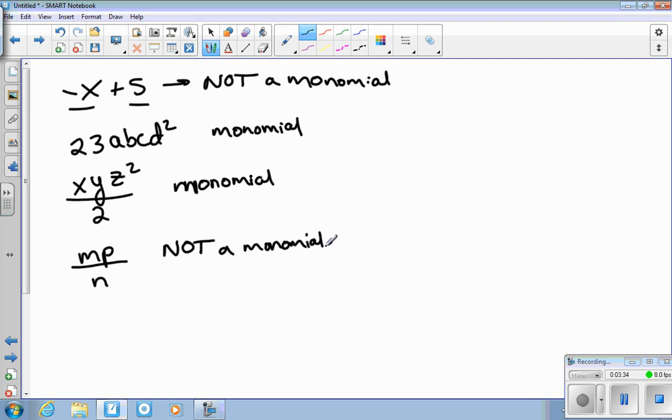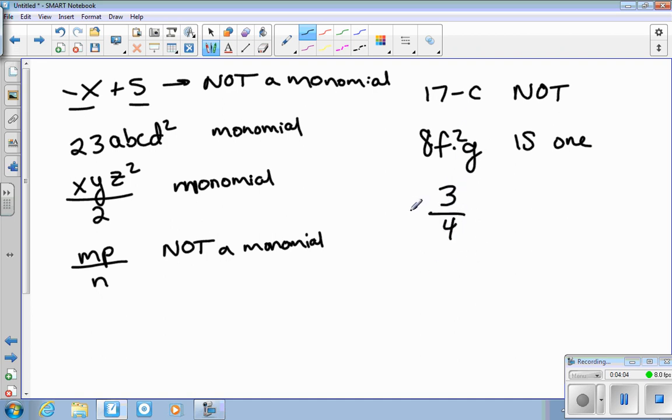Just to give you a few more examples. 17 minus c. Hopefully you see that there are two terms here. This is not a monomial. And then 8f squared g. Now it might look like because we have multiple variables that it's not, but they're all being multiplied and that's okay. So this is a monomial. And then 3/4. Again, we have division, but it's by a number. That's okay. And so this is a monomial. 5 over t. Now we have division by a variable. That's not allowed. This is not a monomial. So you'll have some homework based on that.